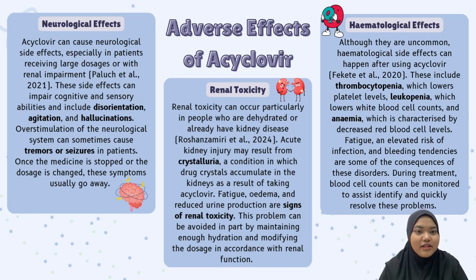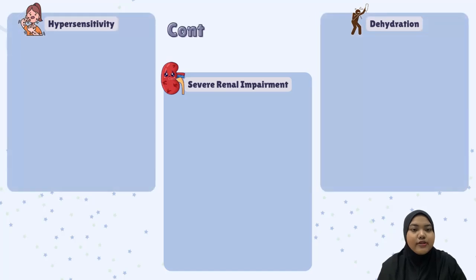The third one is hematological effect. The patient may feel thrombocytopenia, which is the reduction of platelet count in the blood. Other than that, the patient may feel leukopenia, which is the reduction of white blood cell count in the blood. It can increase the risk of infection because the function of white blood cells is to fight bacteria in the blood. Lastly is anemia, which is the reduction of red blood cells in the blood and can reduce oxygen to the body.